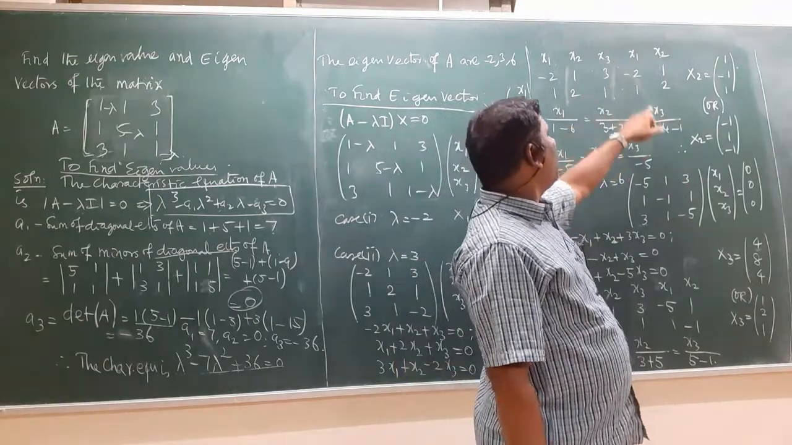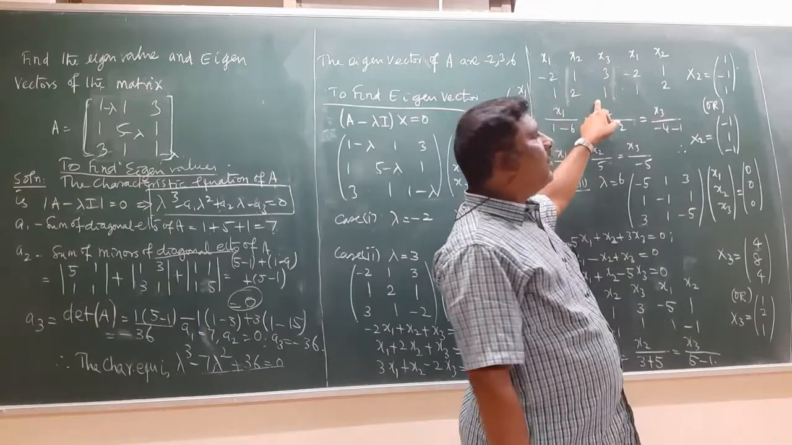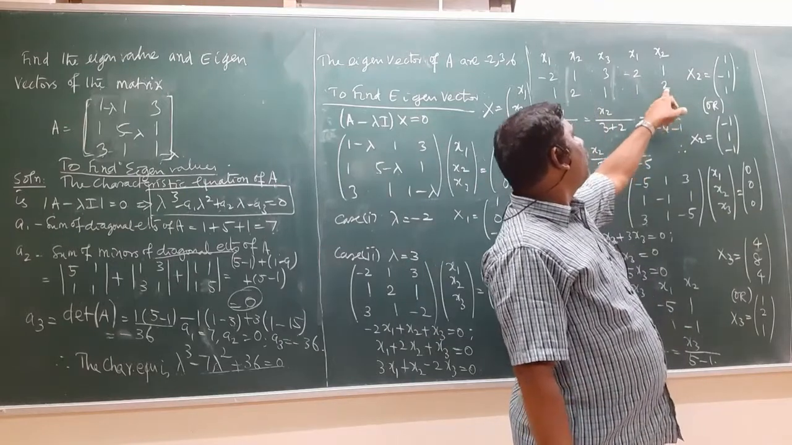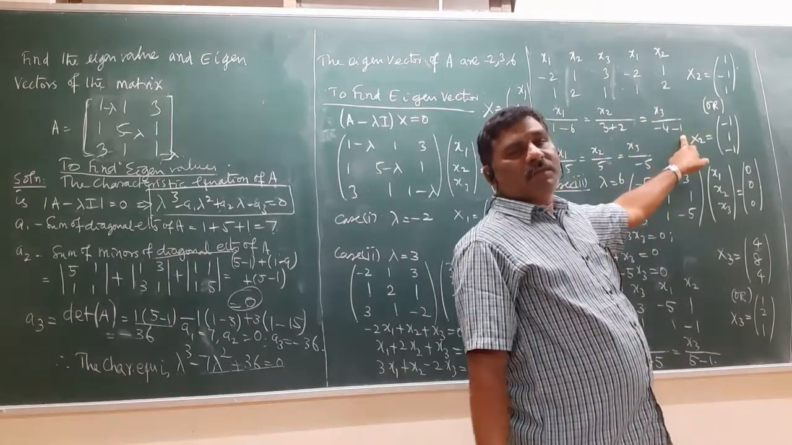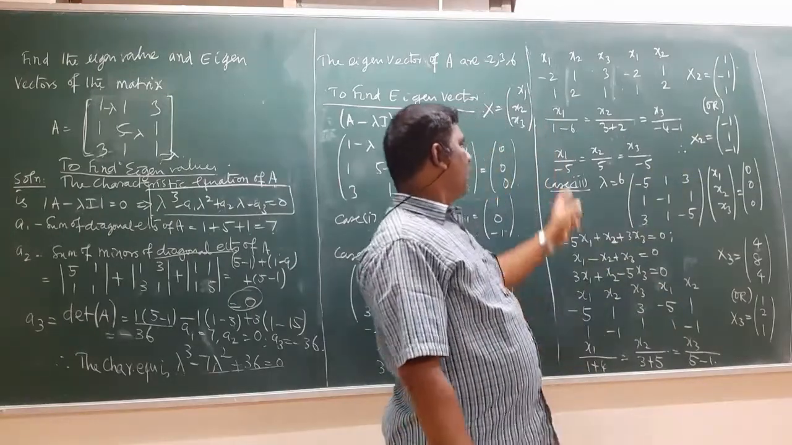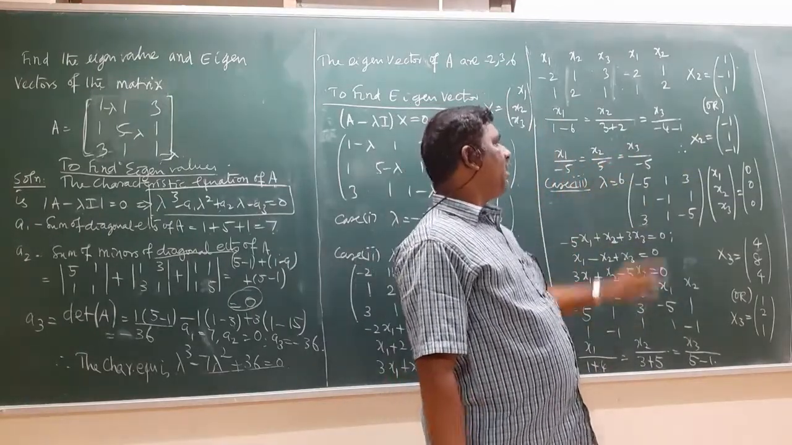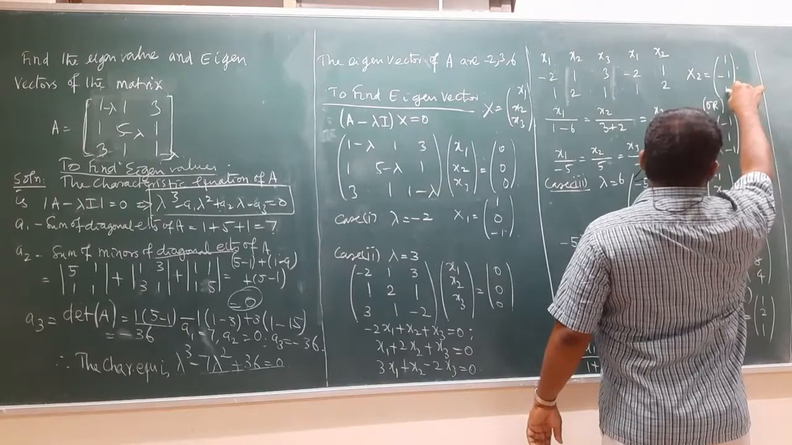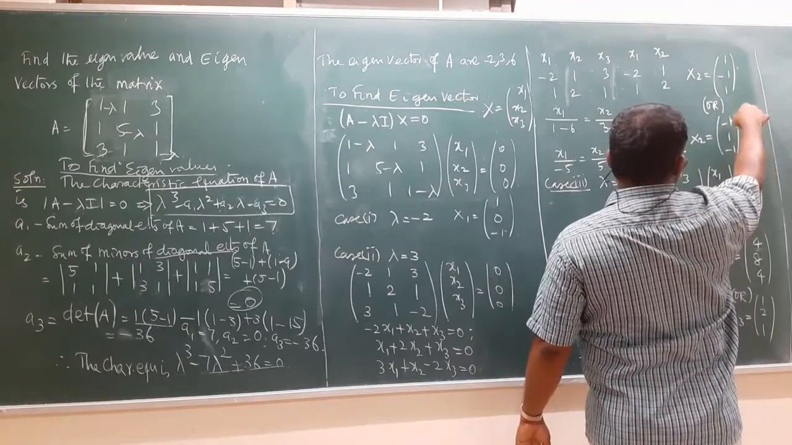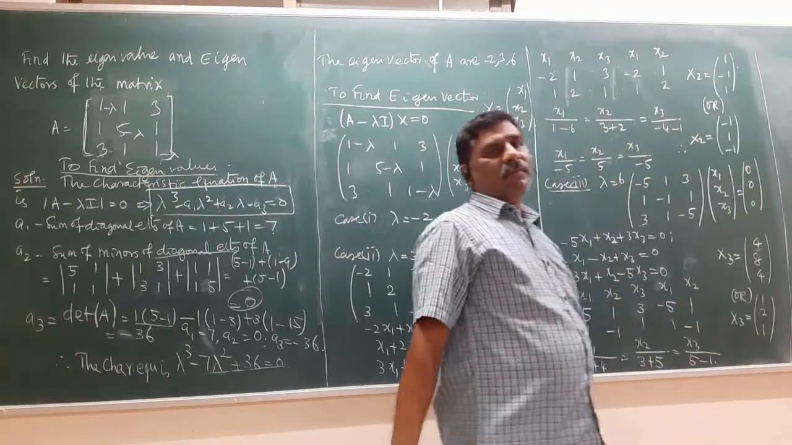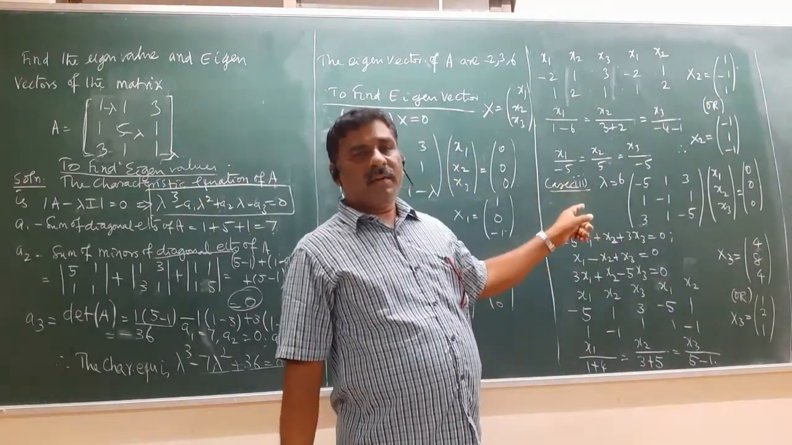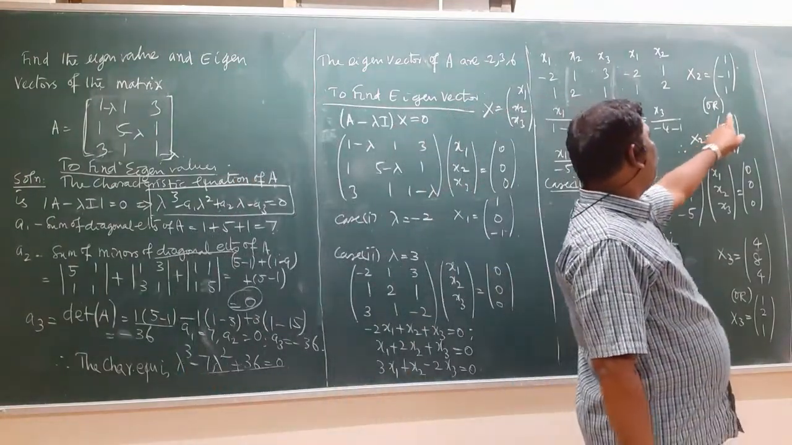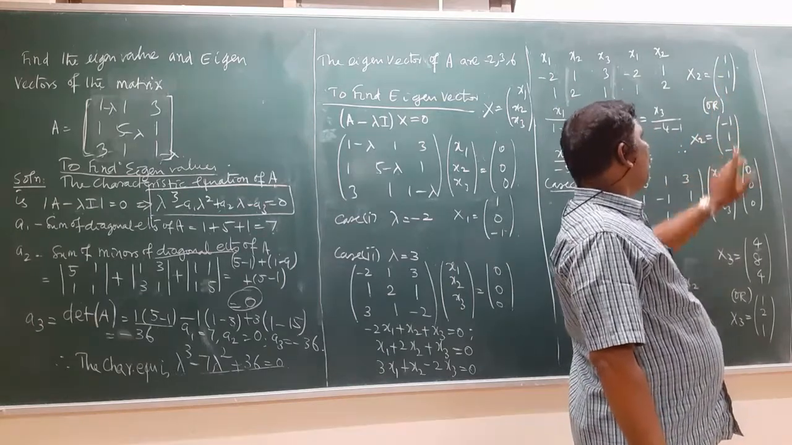Similarly for x3, to find the x3 value, you strike out that x3, then take the determinant of these 2 values. That means minus 4, minus 1. That is minus 5. So x1, x2, x3 is minus 5, 5, minus 5. So it is in the ratio of 1, minus 1, 1, or you multiply with minus in all the values, minus 1, 1, minus 1. So what is the eigenvector for lambda equal to 3? For lambda equal to 3, the eigenvector is 1, minus 1, 1, or minus 1, 1, minus 1.